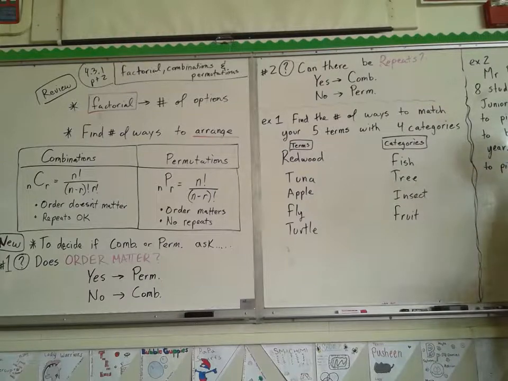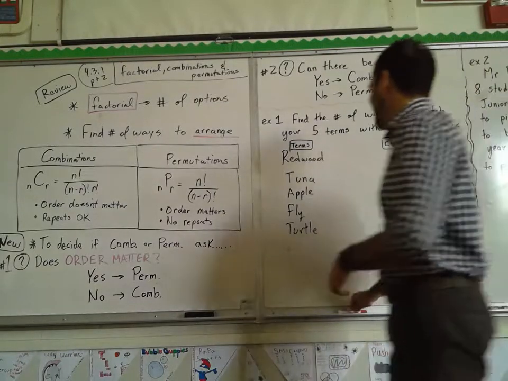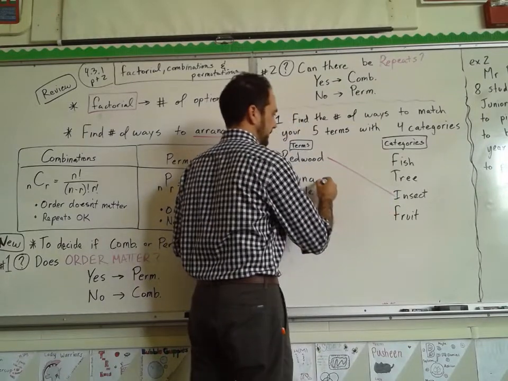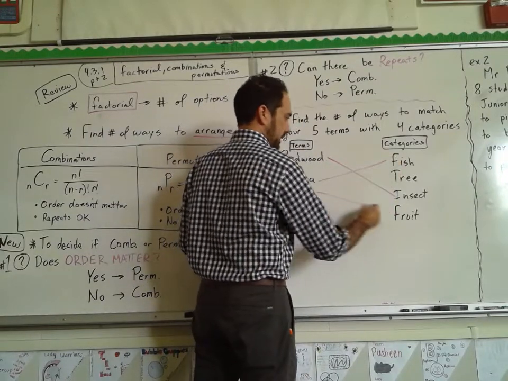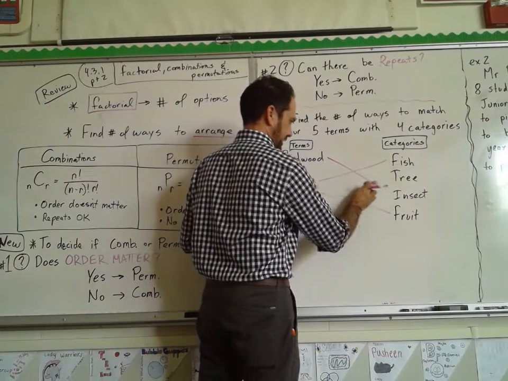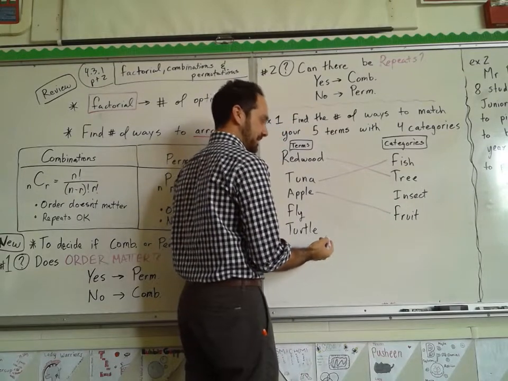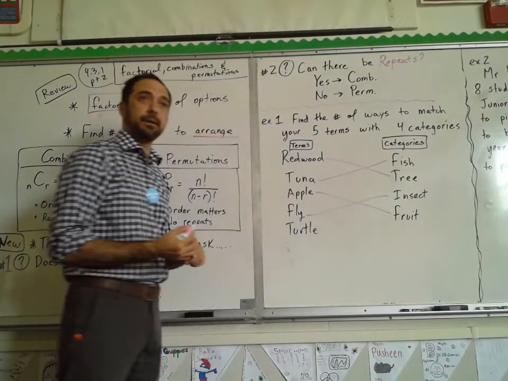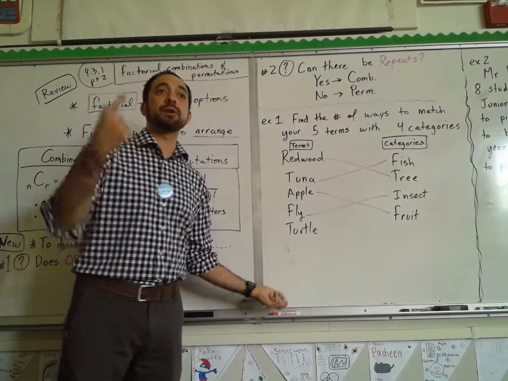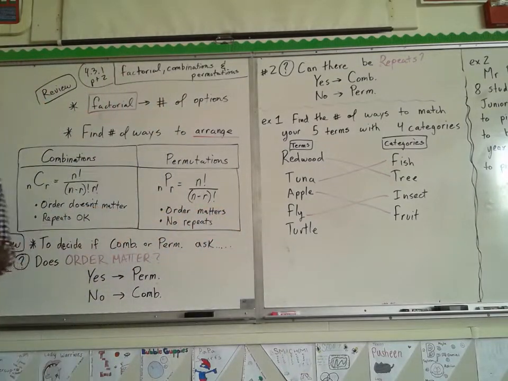So redwood goes with what? Tree. Tuna? Fish. Apple. Whoopsie. Redwood spider, you ever heard that? Fly? All right, turtles left alone. So let's ask our questions. Looking at this right here, actually I want you to think about it for a moment and ask first, does the order matter? Did it matter how I linked those up? So think about that for a sec. Talk to your neighbor. Yes.